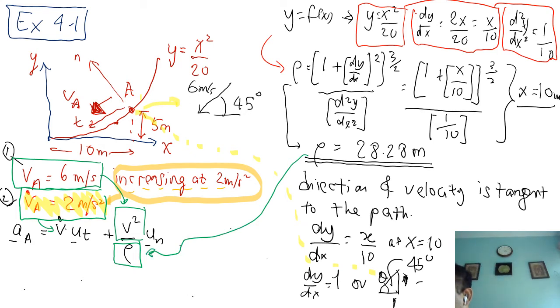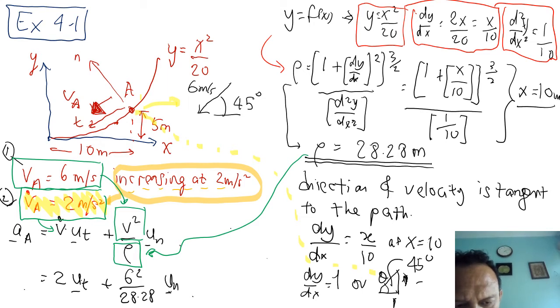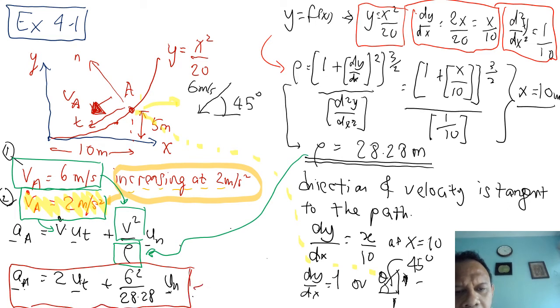So the answer is 2 ut plus 6 squared over 28.28 un. So you can do the math. So that will be the answer for the acceleration of A.